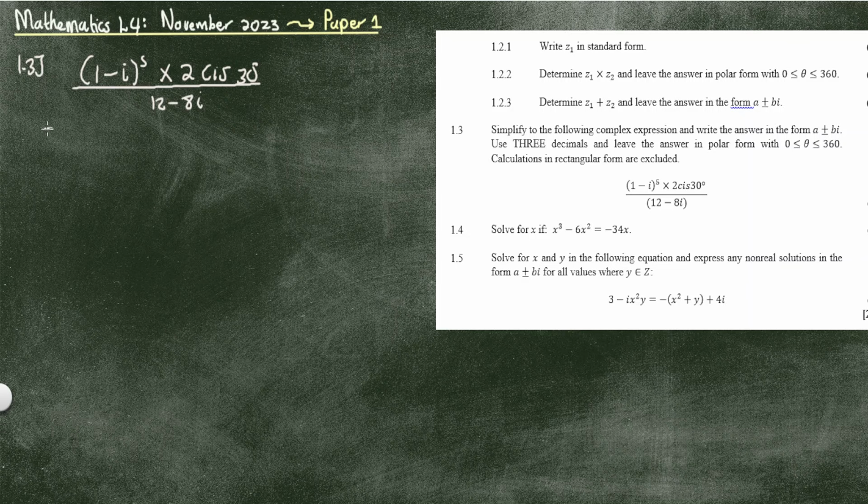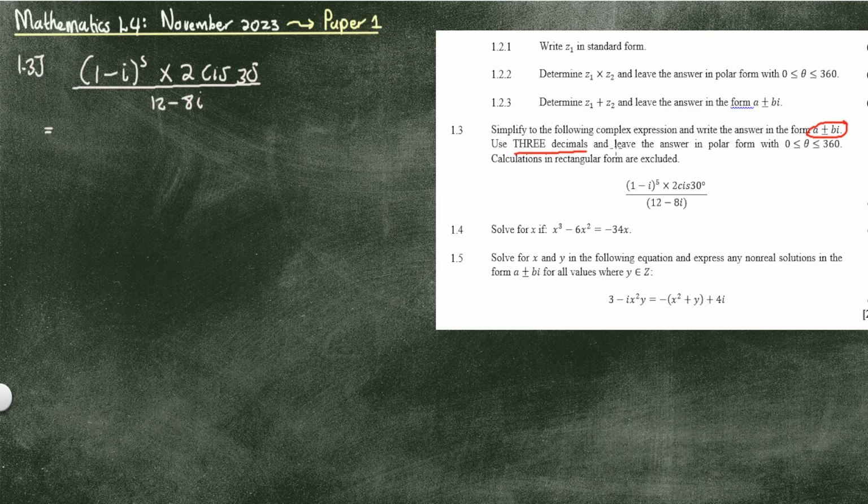Let me highlight the crucial statements here. Simplify the following complex expression and write the answer in this form. Use 3 decimal places. Wait a minute. Something is not right.